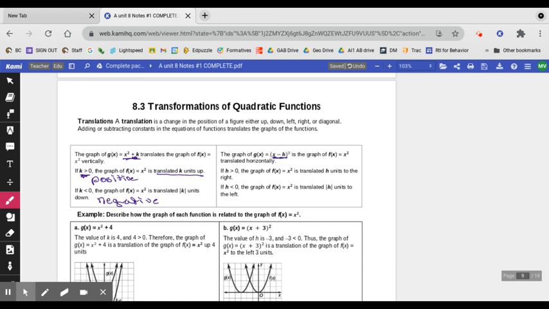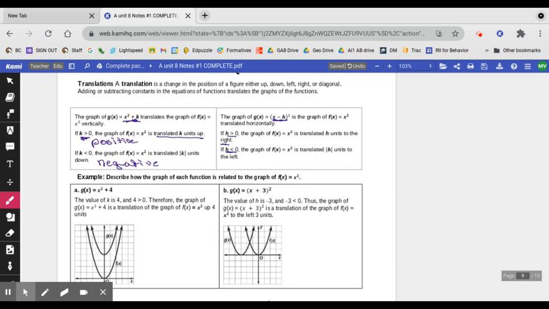what's being squared. So that's when it's translated horizontally. This is when h is greater than 0, it goes right. So that's when it's minus inside our parentheses. And when h is less than 0, it goes left. So let's take a look at a couple of examples.